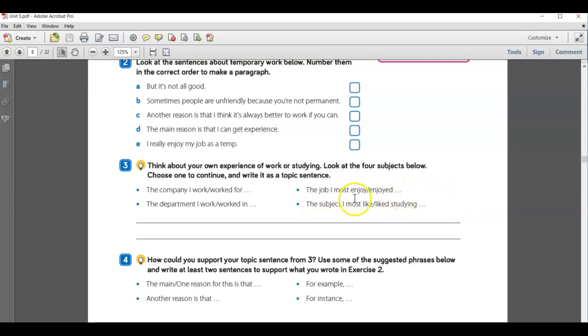So these are just examples of how we start a paragraph. How do we write a topic sentence? Just write your sentence here. Just any of these. Okay?